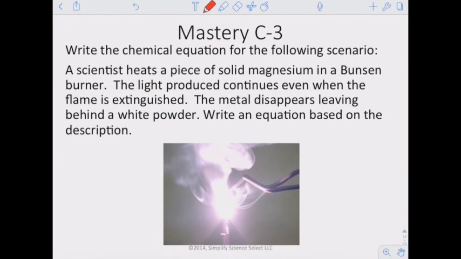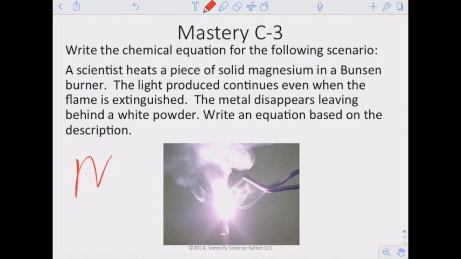And our last example, it says write the chemical equation for the following scenario. The scientist heats a piece of solid magnesium in a Bunsen burner. The light produced continues even when the flame is extinguished. The metal disappears, leaving behind a white powder. Write an equation based on the description.